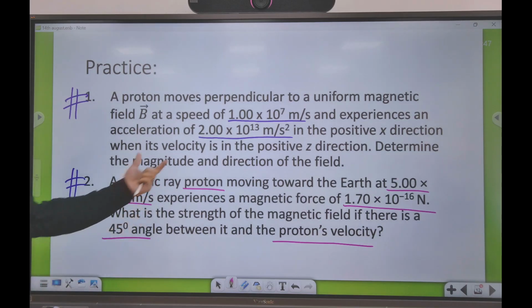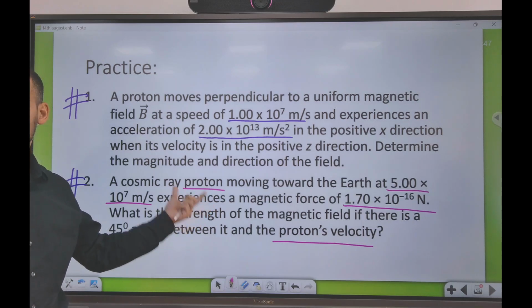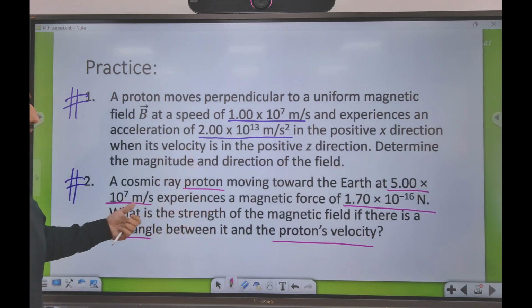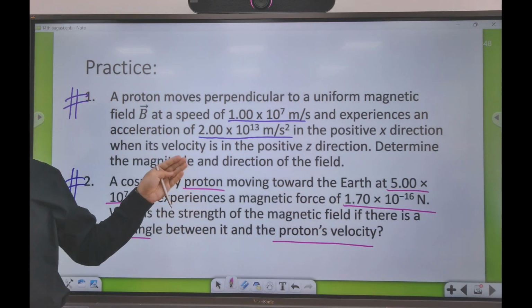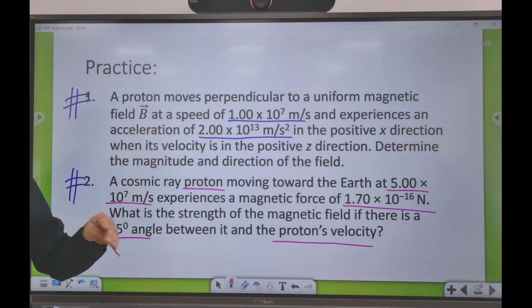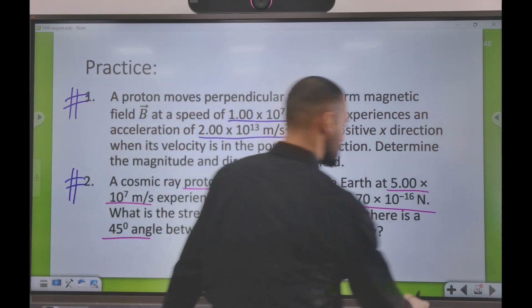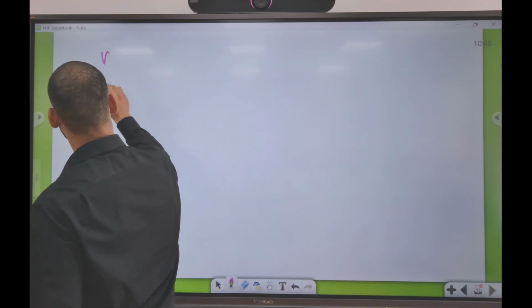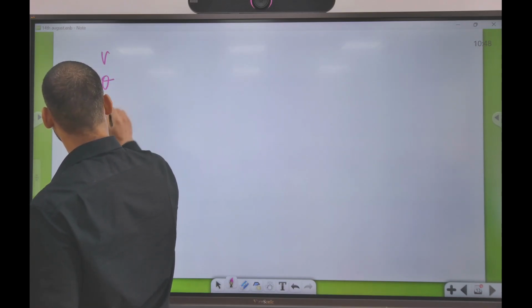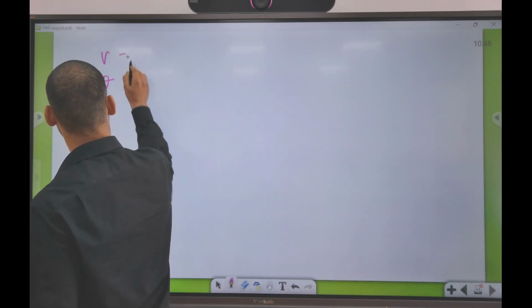Yes. So there is again a proton. The charge is positive. Velocity is given. Magnetic force is given. You have to find the strength of the magnetic field, so you have to find the B. Angle is also given. Fine. So what we will do? What is the velocity? What is the angle? And what is the force? Tell me.